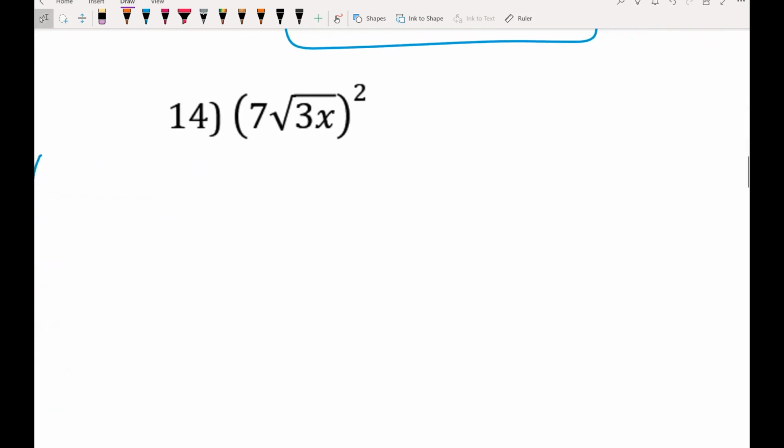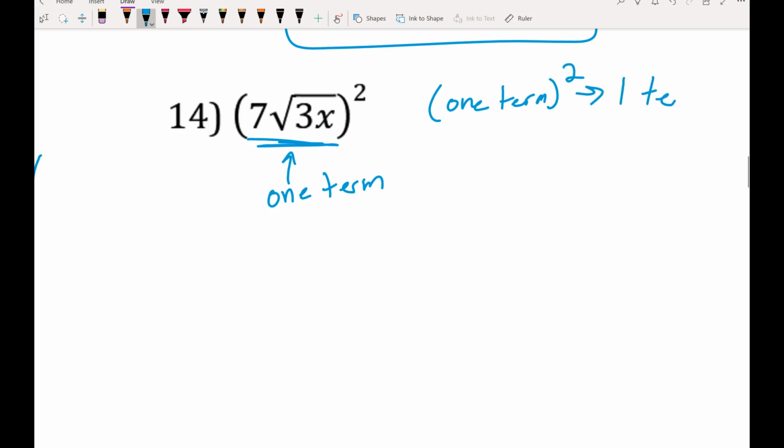For number 14, notice that I have 7 times radical 3x all squared. Since there are no plus or minuses in here, this represents just one term. So when I square one term, one term times one term is still just going to get me one term. So keep that in mind as you're doing this. You're not going to have to distribute anything for this one. So 7 times radical 3x times 7 times radical 3x.